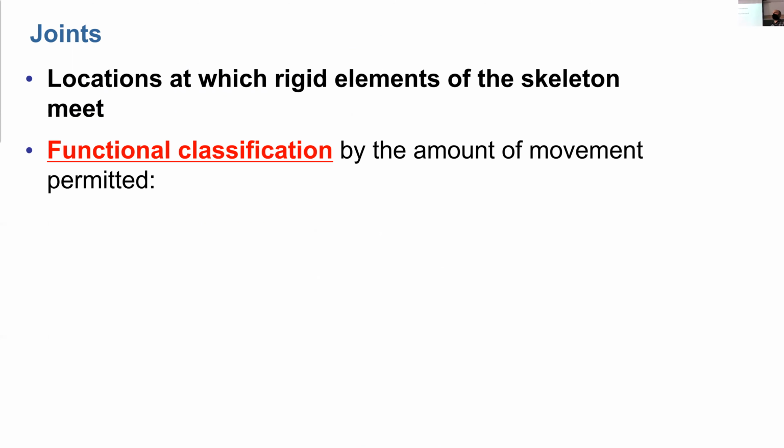All right, so joints are, as I said, locations at which rigid elements of the skeleton meet. And we're going to classify joints a couple different ways. The first is their functional classification, which describes them by how much movement is permitted. There are three categories by which we functionally describe these joints.